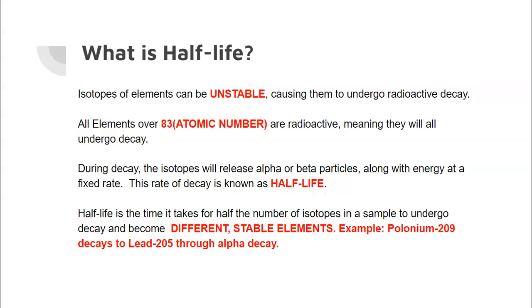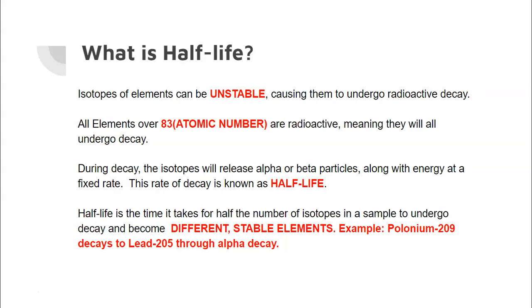So what is a half-life? Well, again, our isotopes are unstable, so they're going to go through that radioactive decay. So that nuclear chemistry that you did, where you shot off an alpha particle, a beta particle, things like that, we're looking at the time it takes for half of your sample to do that. So all elements over atomic number 83, so everything from bismuth up, is radioactive, meaning they're always going to undergo decay. They're going to go through that nuclear chemistry process of losing particles.